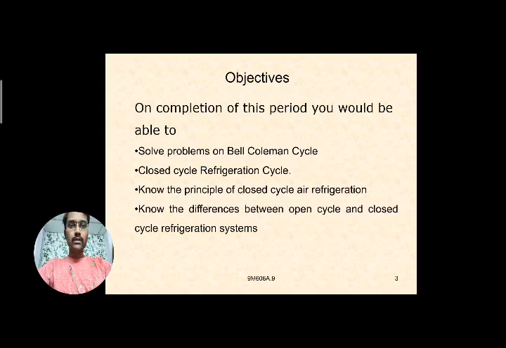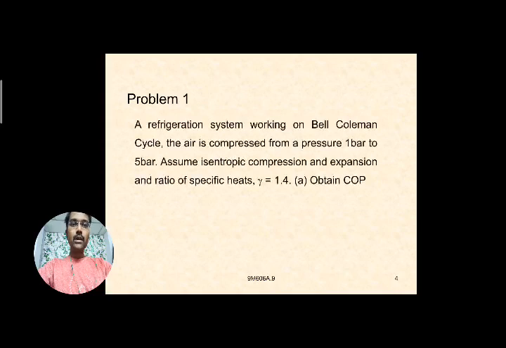Before starting the closed cycle air refrigeration theory topic, let us solve the Bell-Coleman cycle problems, for which we derived the COP formula in the previous video lesson. So let us have a look at some problems, and in continuation we can also see the advantages and limitations of air refrigeration. And here goes problem 1.